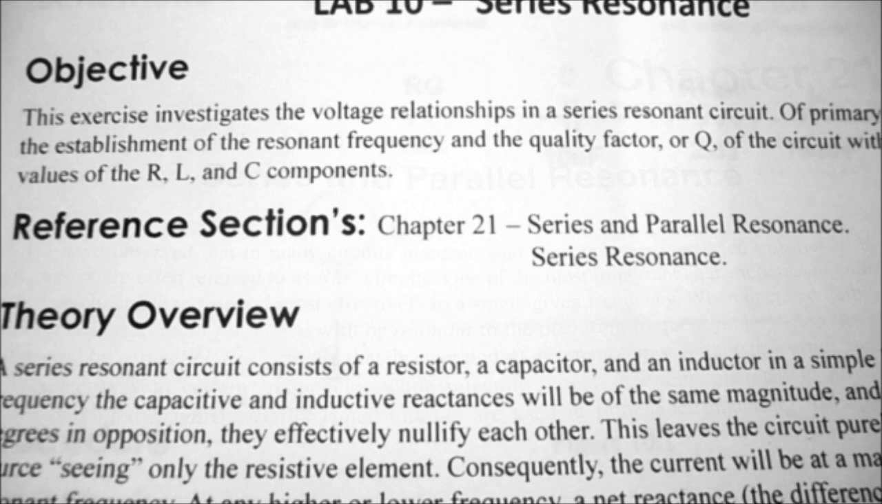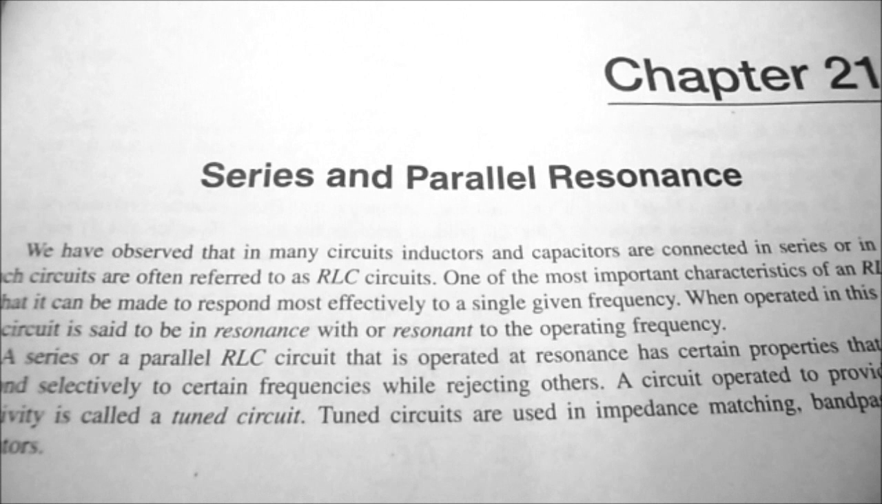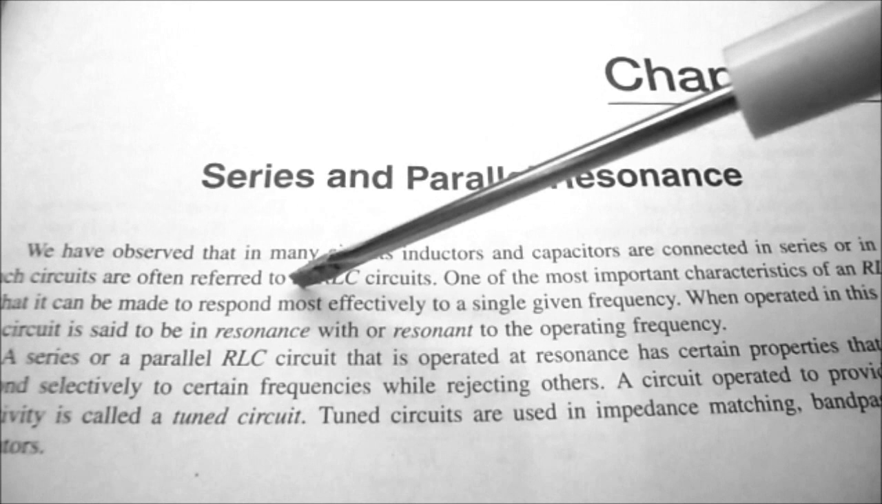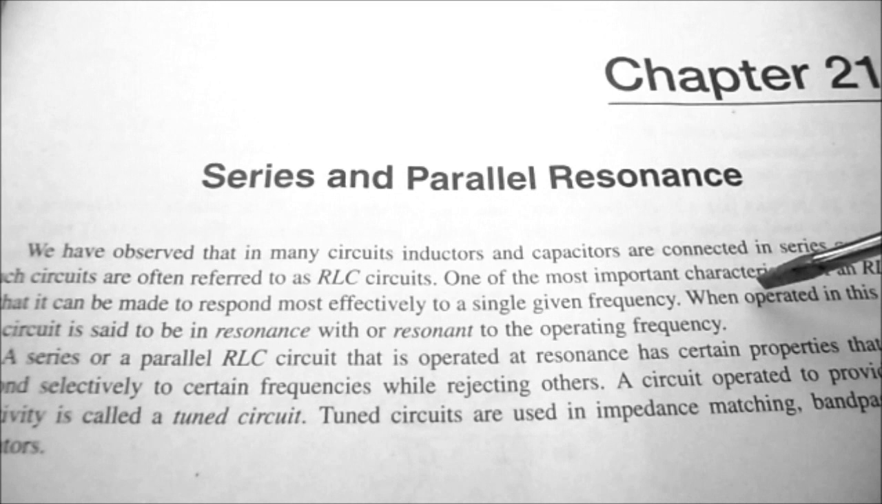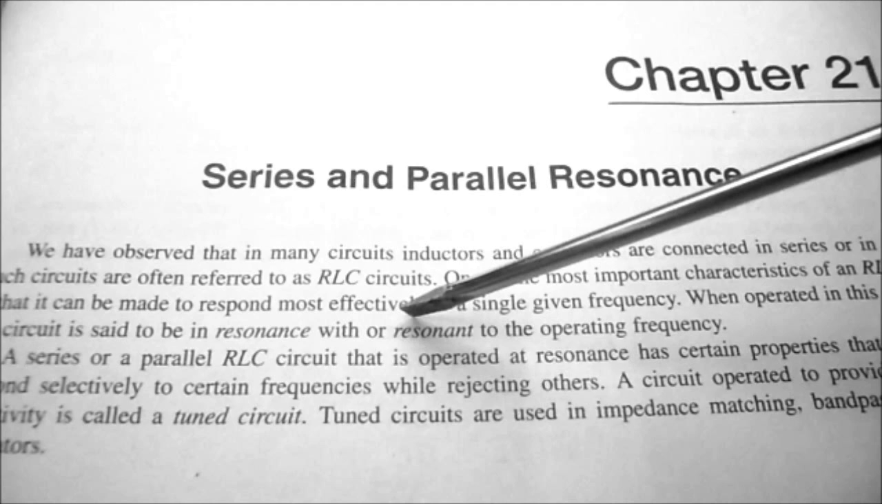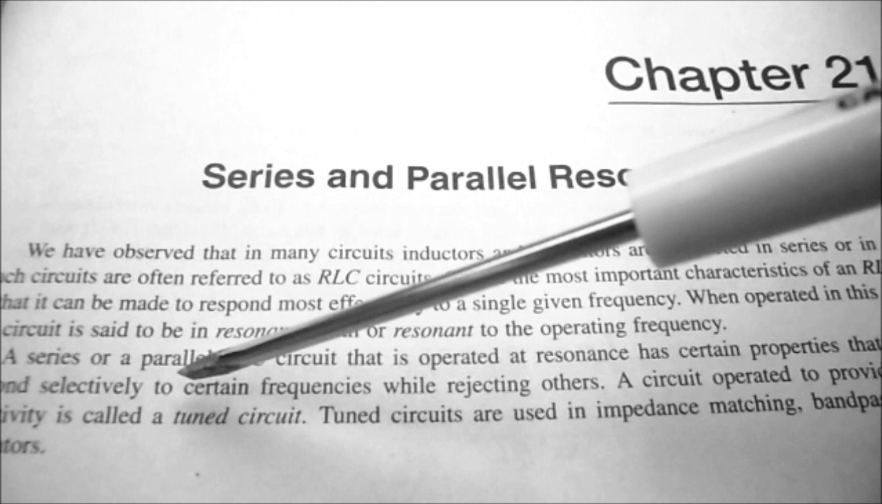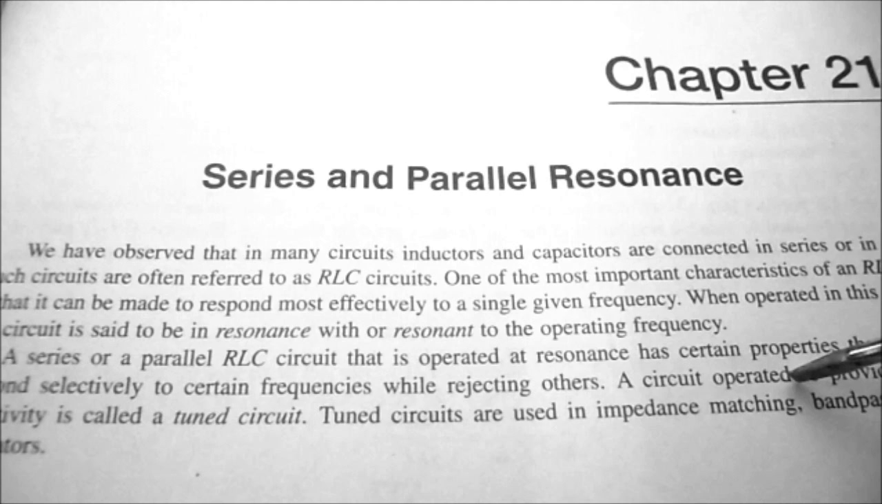So under Chapter 21, we can see it says Series and Parallel Resonance. And it says one of the most important characteristics of an RLC circuit is that it can be made to respond most effectively to a single given frequency. When operated in this condition, the circuit is said to be in resonance with, or resonant to, the operating frequency. A circuit operated to provide frequency selectivity is called a tuned circuit. Tuned circuits are used in impedance matching, bandpass filters, and oscillators.